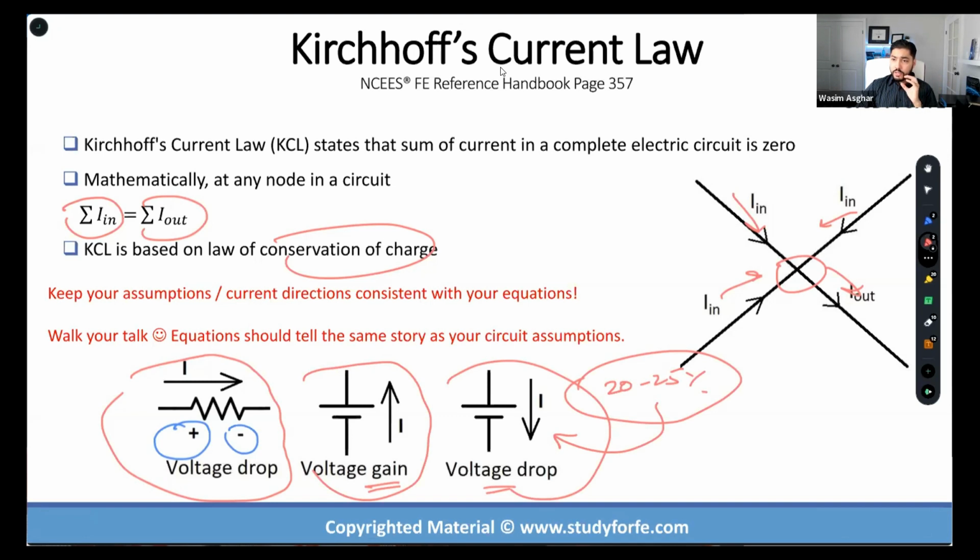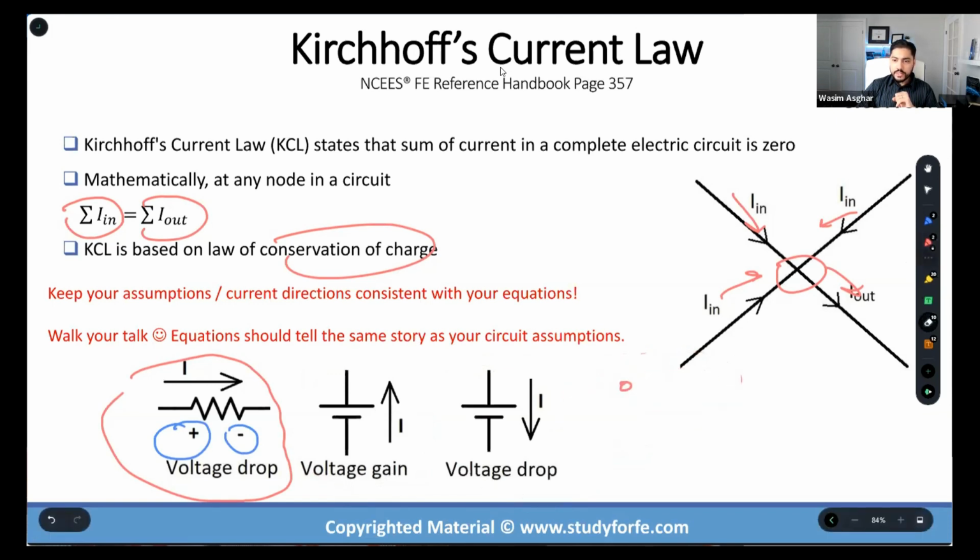Students arbitrarily decide whether it's going to be a voltage gain or a voltage drop. There's method to this madness. Voltage gain, guys, is only going to happen, and hopefully with a couple of practice problems we're going to encounter this, when current leaves the positive terminal of the battery and enters the negative terminal of the battery. Over here, this big bar is the positive terminal. The small bar is the negative terminal.